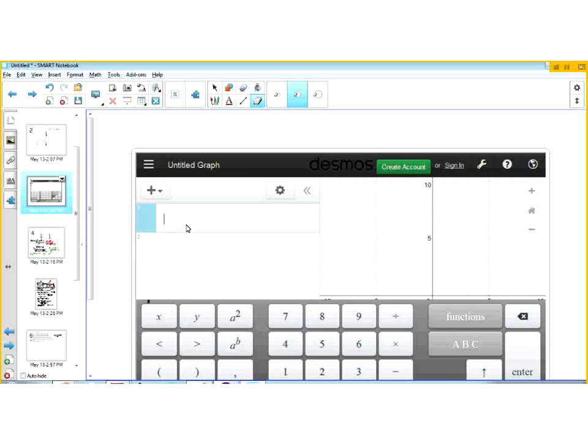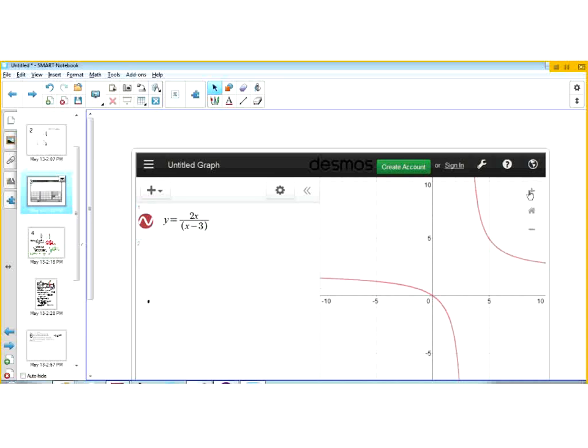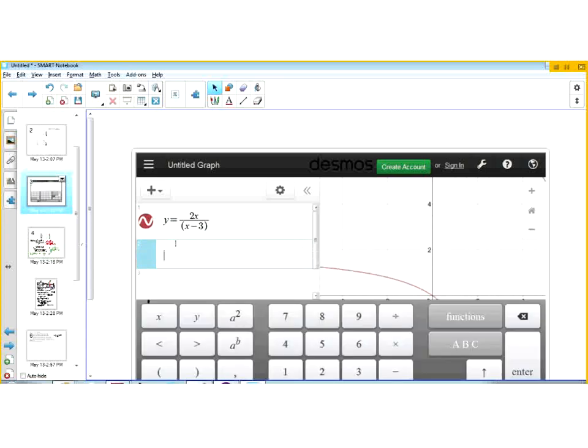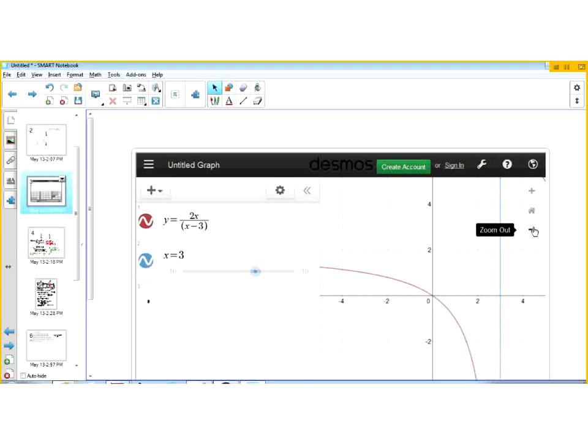So let's consider y equals 2x divided by x minus 3. Oops, I'm on the wrong mode here. Okay, so y is equal to 2x divided by x minus 3. So in this case, we have a vertical asymptote at x equals 3. So let me just go ahead and draw that. x equals 3. So I'll illustrate that. x equals 3 is a VA. And this is a hyperbola, right?